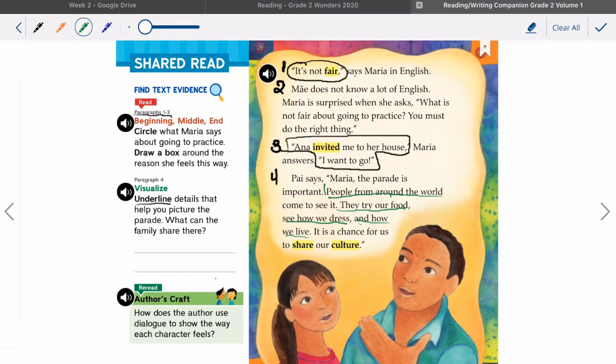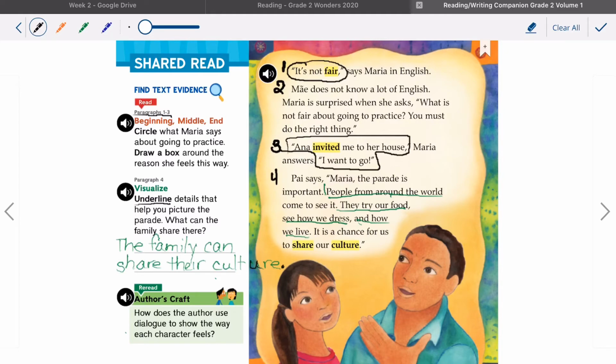And what does Pi say about the family sharing? He says the family can share their, and this is the different one because they own it. They own their culture. Sorry, the U got hidden here. I'll use my black pen. Culture. They can share their culture with all those people who come to visit.